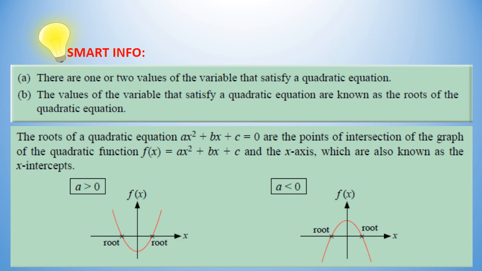And then for a less than 0, also the same. This one, a less than 0, is n-shape. The roots also lie on the x-axis. 2 roots are like this, lying on the x-axis. Okay. So we also call them x-intercepts. This one is the first x-intercept. This one is the second x-intercept. Also the same with this one. The first x-intercept, the second x-intercept.